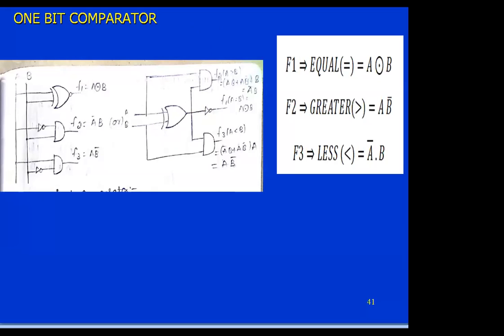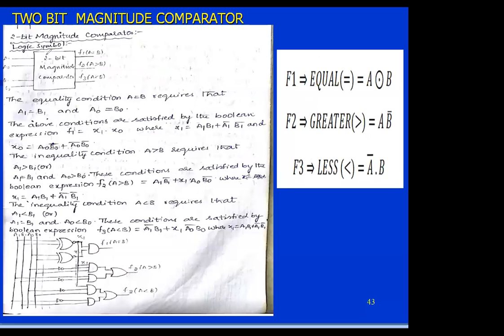Next, we are going to see the 2-bit comparator. First, I am showing the block diagram for the 2-bit comparator. In this block diagram, I am going to compare the two binary bits A and B. These binary bits are indicated as A1, A0, where A1 is the MSB and A0 is the LSB. This is compared with B1 and B0, where B1 is the MSB and B0 is the LSB.